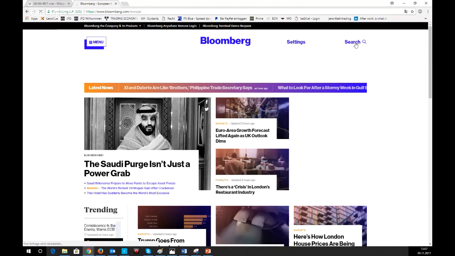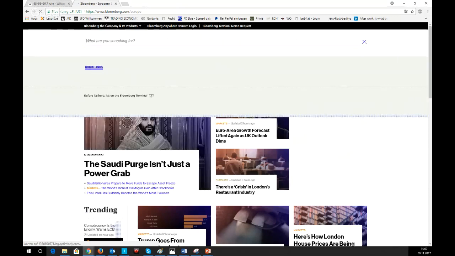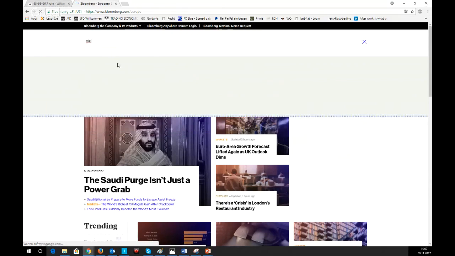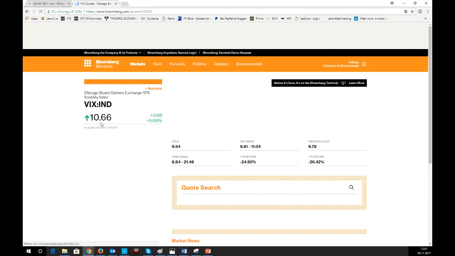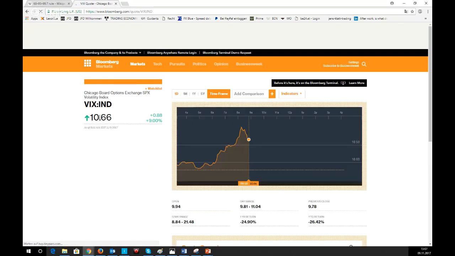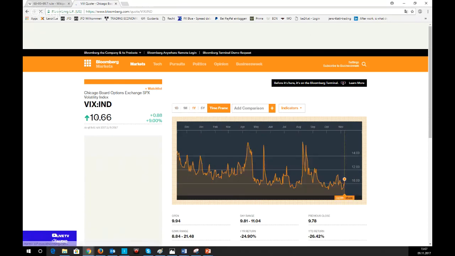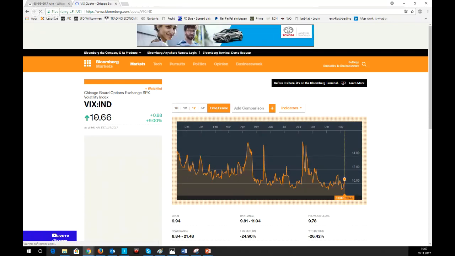Unfortunately, it takes a little long. So here, there we go. So let's have a look here. This is the VIX, and the VIX here is showing that right now volatility is picking up, and we are trading back above 10. But nevertheless, this is still not a huge and high and elevated volatility level.